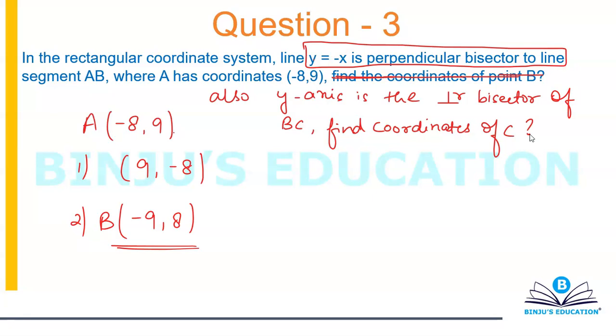Now you already have B. If y-axis is the perpendicular bisector of BC, which means the sign of x needs to change. So if B is minus 9 comma 8, then I can say that C will automatically become 9 comma 8. And that is all that you have to do. Nothing else is required. Just remember those 4 things. That's it. Nothing else is required in this entire concept.